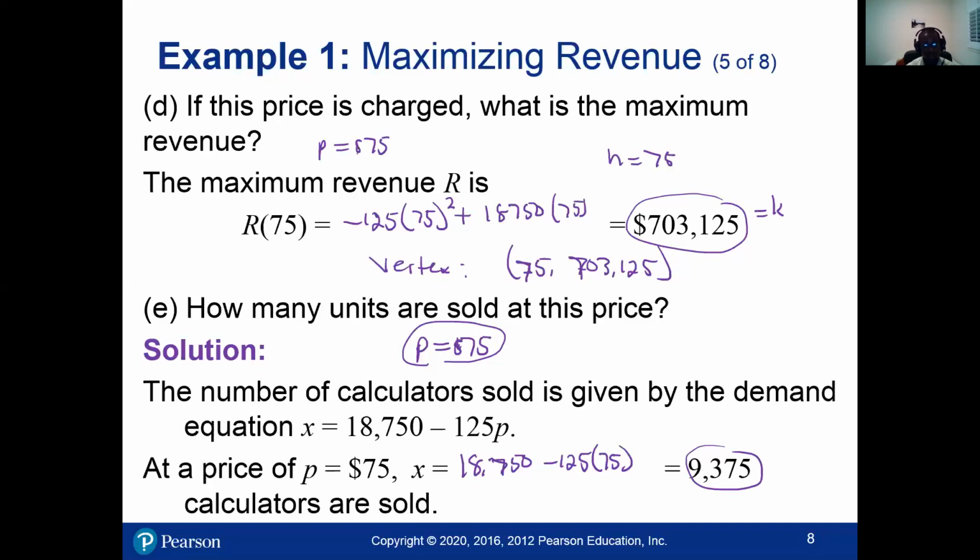Now remember, if they decide to charge this price at, say, $80, the revenue is going to be less, because the graph has its maximum at the peak here. If they charge 85, anything past $75, the revenue is going to decrease. Okay, so take note of that.